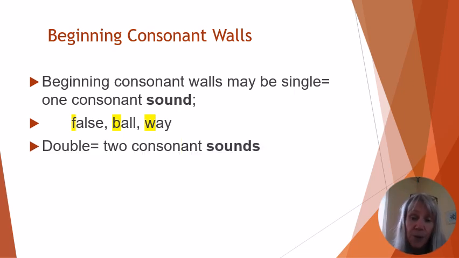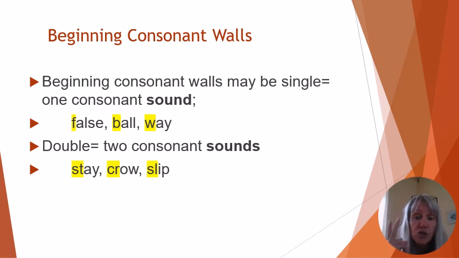It can have a double consonant wall, two consonant sounds, represented by at least two consonants. In stay, we have the S and the T sound represented by the consonants S and T. In crow, we have the K sound and the R sound represented by two consonants, two sounds, two consonants, the C and the R. In slip, I have the S and the L sound, so I have two consonants at the beginning of my word part, the S and the L.